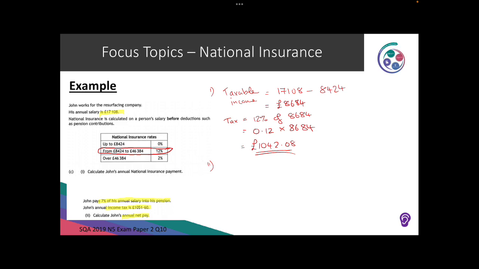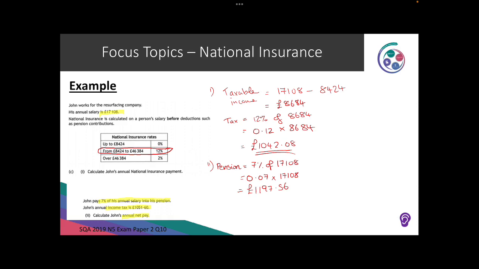So I'm going to work out his pension first. So his pension is 7% of his annual salary, which is 17,108. And I'm just going to use the same method as I did before. I'm going to do 0.07, because that's what 7% as a decimal would be, and I'm going to times that by 17,108. And so John's pension is £1,197.56.